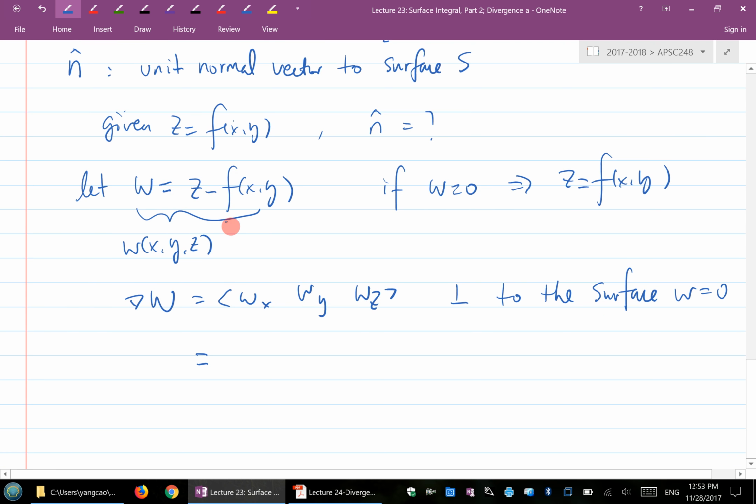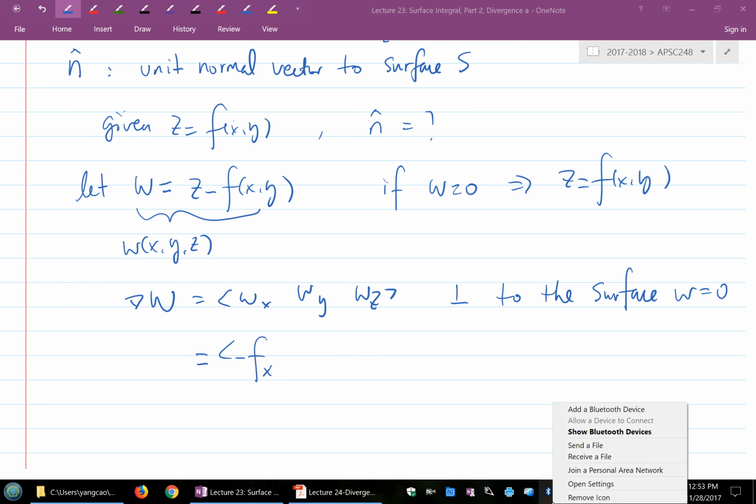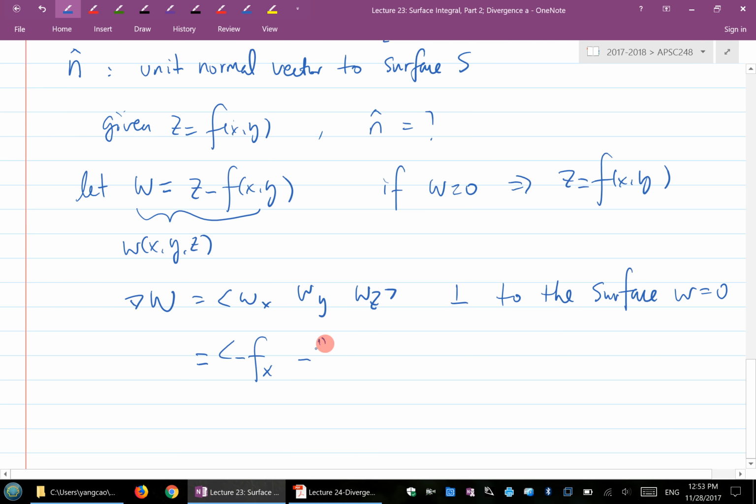So let's calculate. This is your w equals z minus f of x, y. If I calculate partial w over partial x, the first quantity has no z component, so 0. The second quantity is a function of x, y, so this gives you negative f_x. Partial w over partial y gives you negative partial f over partial y. Last one, partial w over partial z gives you what? 1.